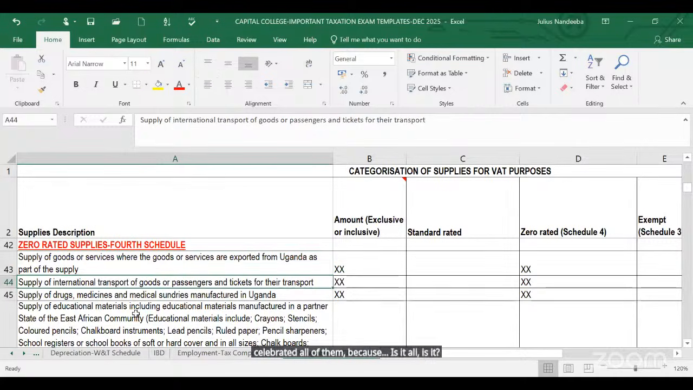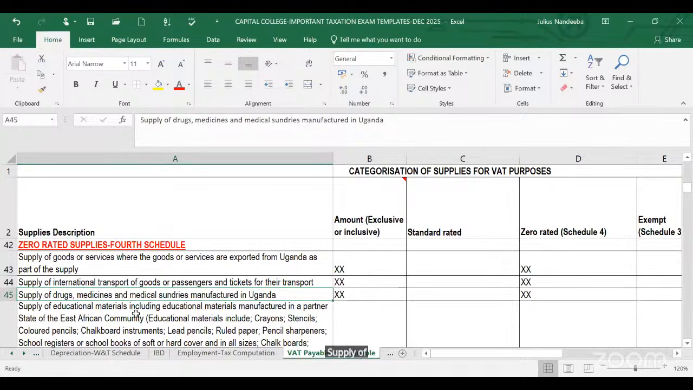Supply of drugs, medicines, and medical sundries manufactured in Uganda. Now, this one you must remember it. Because when drugs are imported, they become exempt. When they are manufactured here, they become zero rated. When they are manufactured here, zero rated. When they are imported, exempt.